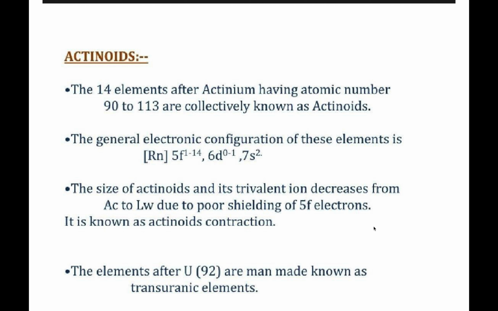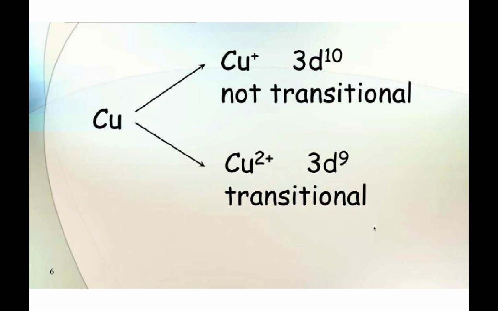Next, here you can see that copper forms two types of ions. One is Cu+, with 3d10 as the structure, which is not transitional, whereas the second one, Cu2+, with 3d9, is transitional in nature.